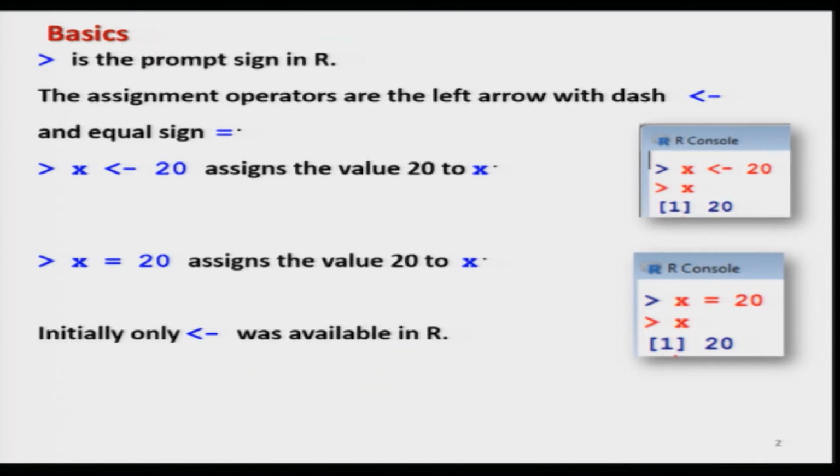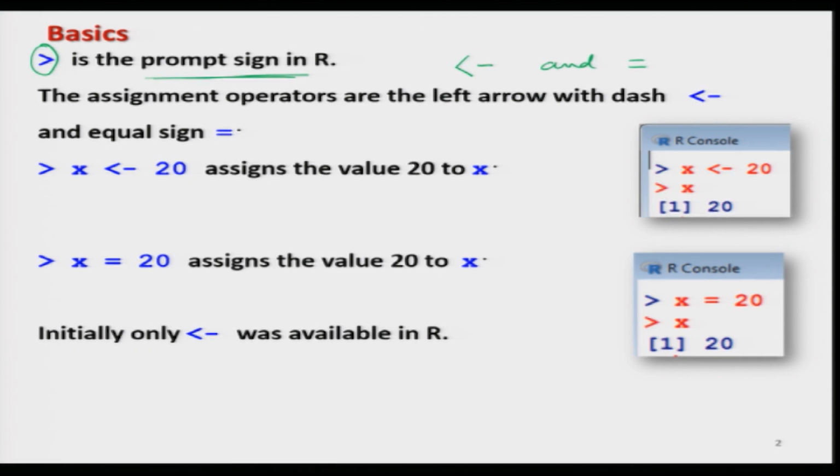Now we know that this greater than symbol on the R console at the command line is the prompt sign. And the assignment operator in the R software is the equality sign or less than dash. So essentially there are two assignment operators. One is like this, less than and hyphen, and the second is the equality sign.